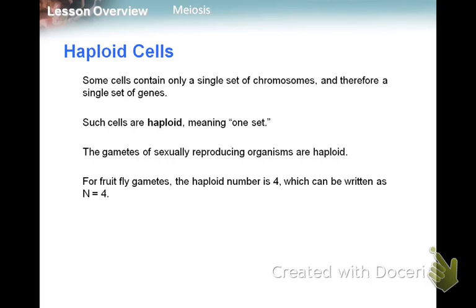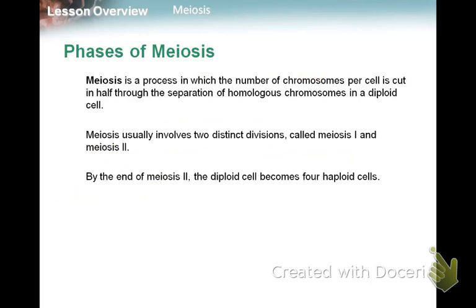Some cells, like gametes, contain a single set of chromosomes. Those are called haploid. The gametes of sexually reproducing organisms are haploid. In fruit flies, the haploid number, represented by the letter N, is 4. Diploid number is 8. Divide that by 2. The haploid number is 4.